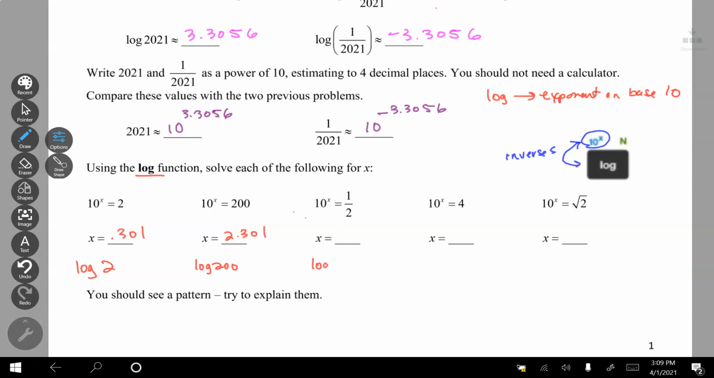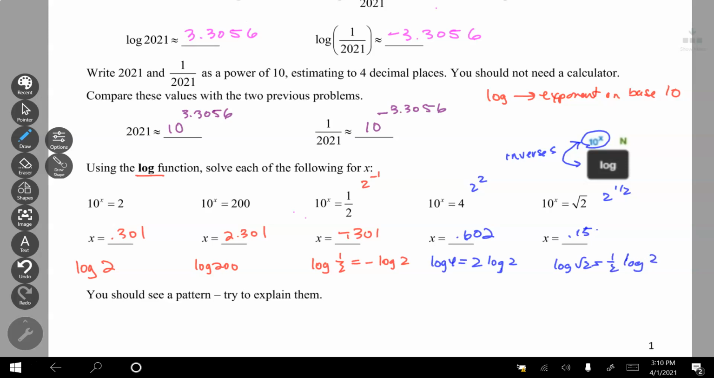When I do log of a half, that's 2 to the negative 1. So I'm going to get negative 1 times log of 2, which is negative 0.301. 4 is just 2 squared, so log of 4 will equal 2 log of 2, which is 0.602. And this is 2 to the 1/2, so log of the square root of 2 will be 1/2 log of 2, which is 0.151 when you round it off.